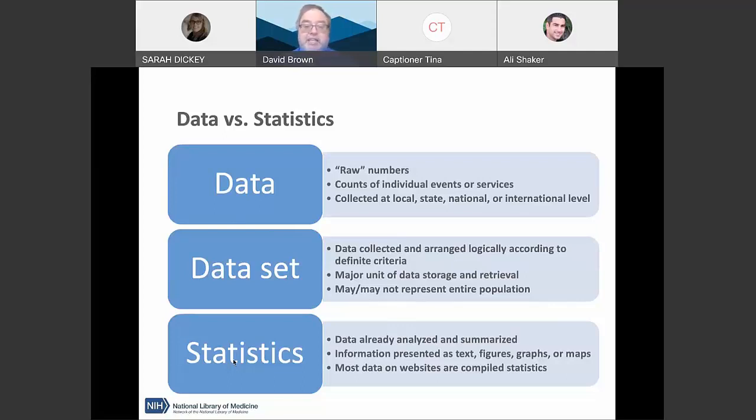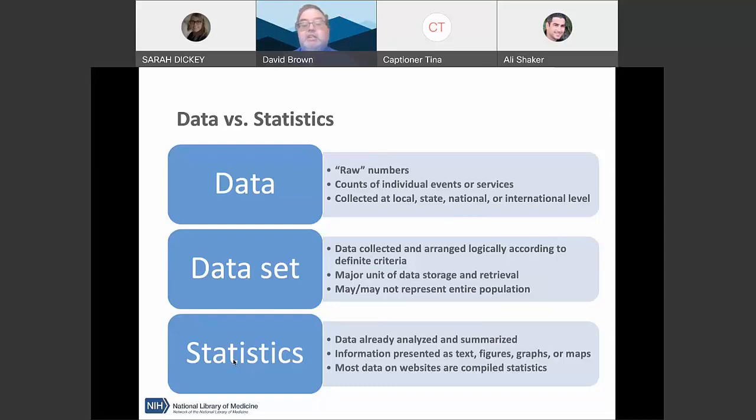A data set is that data collected and arranged logically according to a definitive criteria. So again, we're putting our data into an Excel spreadsheet or an SPSS or a SAS or any of those number of ways of doing it, then we're creating a data set. It's a major unit of data storage and retrieval. So again, we want to make it usable. We use these tools to be able to do a little bit of analysis with it. And again, the problem with data sets is they're not always fully representative because it's only the people we've talked to, only the people we've looked at, and only the people we've used in general as we've looked at it. And statistics is the analysis.